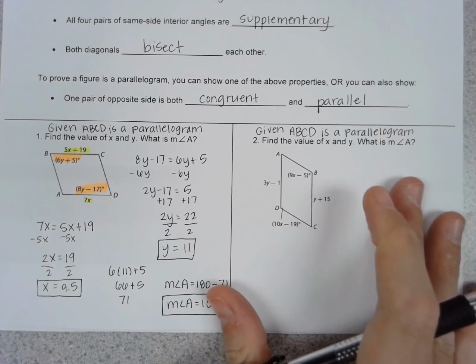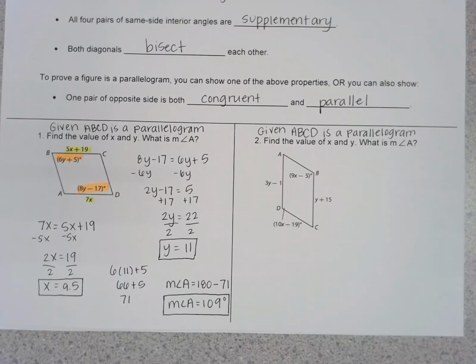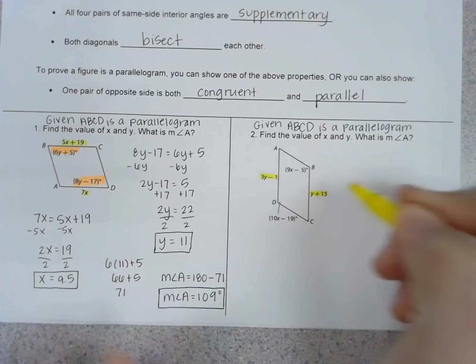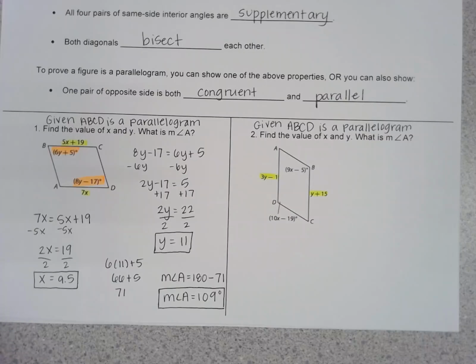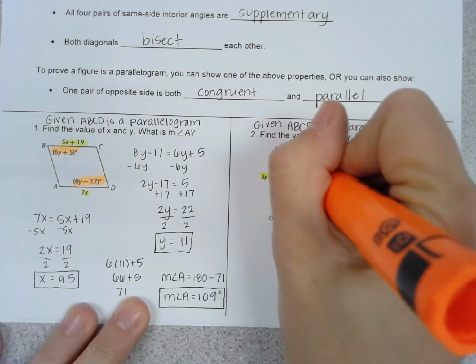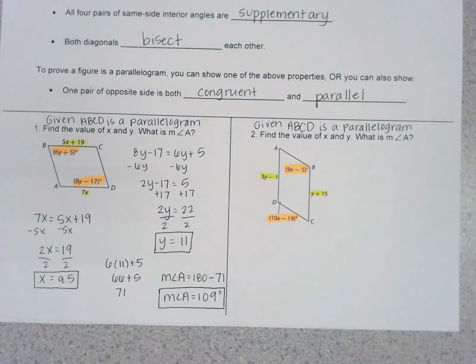So you guys, when you do the next problem, it's set up exactly the same way. So you're going to use the same 3 rules. You're going to say these two sides are across from each other and opposite sides are congruent. So I'm going to set those equal to each other and solve. And then I'll use the same rule up above that says that opposite angles are congruent to each other, and I'll set that one up and solve.